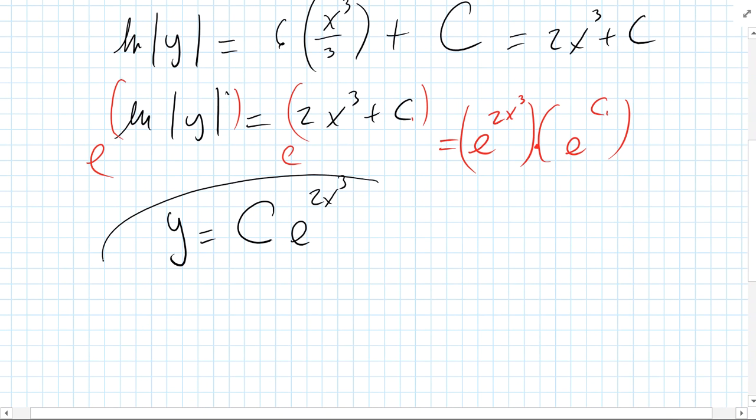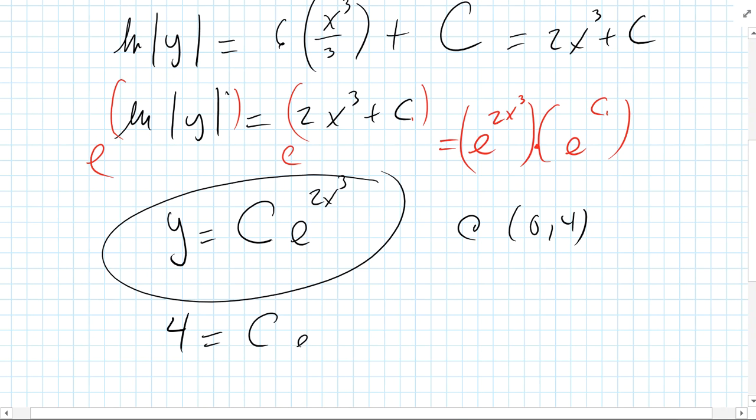And this is going to be something you're going to see over and over in science and engineering. And you will see it over and over in this class, in this chapter. Now, we need to know what C is, and we are at the point (0, 4), which makes this really easy to evaluate. This becomes 4 equals C e to the 0 power. What's e to the 0 power? 1. So what does C equal?